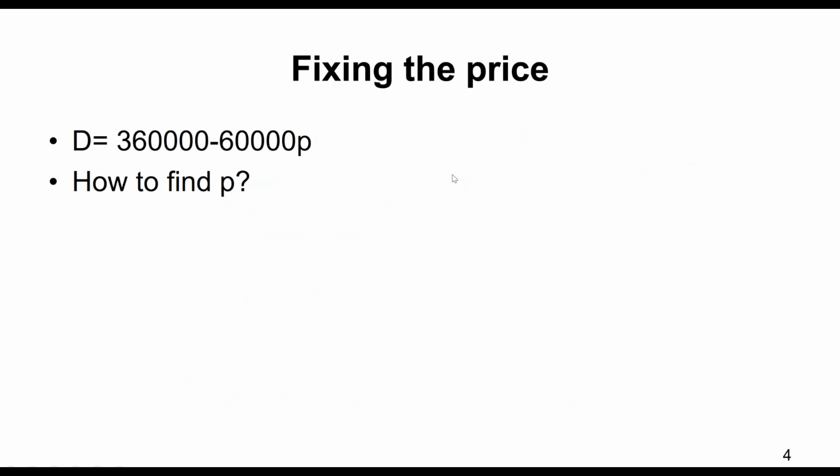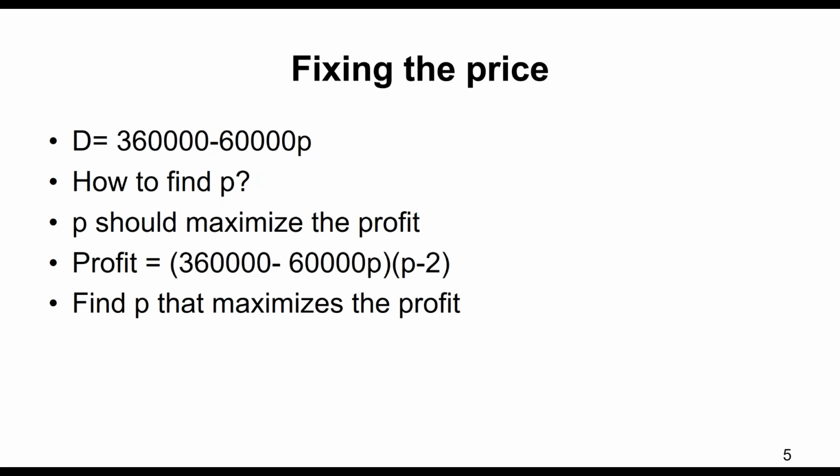Now, to fix a price, we need to know what should be the value of P. If P is the selling price, and I need to find what should be my profit, then this is demand, and this value is my net profit: the price at which I am selling minus the production cost. So this becomes my profit. All I need to understand is that I need to maximize my profit as a producer. So in my supply chain, I'm right now just focusing on this aspect.